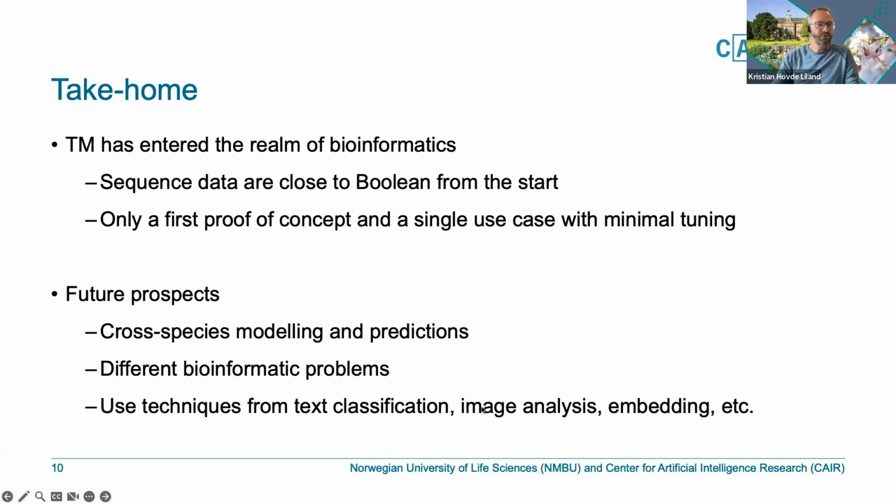There are also different bioinformatic problems that could be handled with this. For instance, we could be looking for species identification. Yeah, there's a lot of regulation activity in the genes. So there's a lot of things that could be tested. It would also be interesting to use techniques from text classification, image analysis, and embedding to try to make a more rich model environment for this type of data.